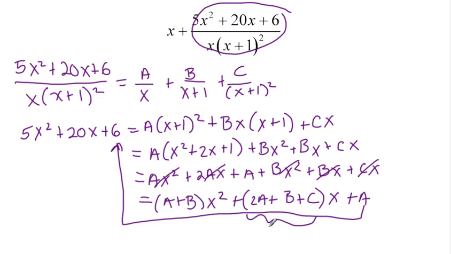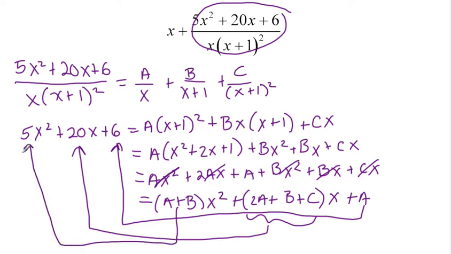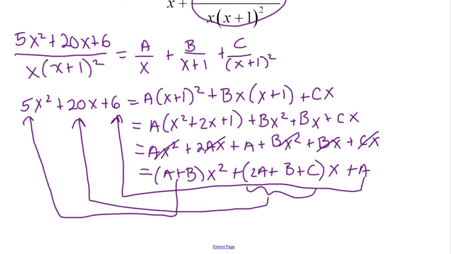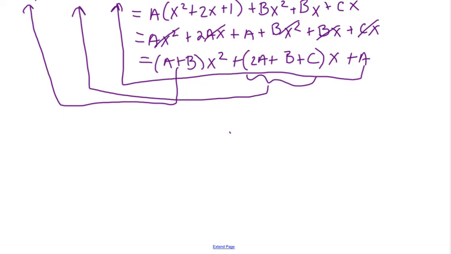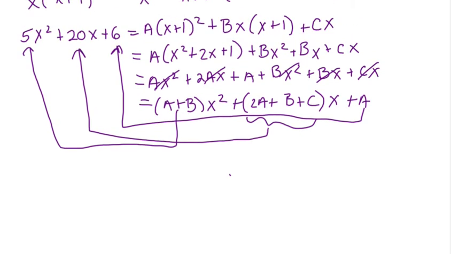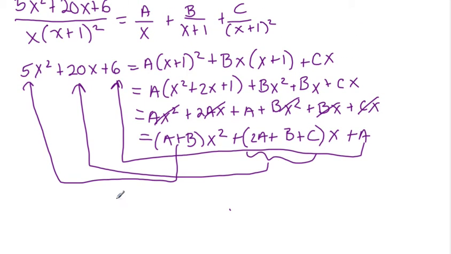2a plus b plus c must be 20. And then finally, a plus b must be 5. So let's write this out. And this is actually going to be a pretty simple system to solve. So a plus b must be 5. 2a plus b plus c must be 20.